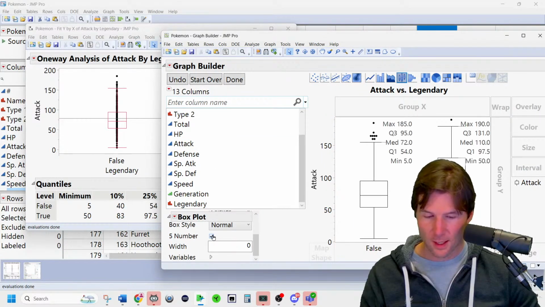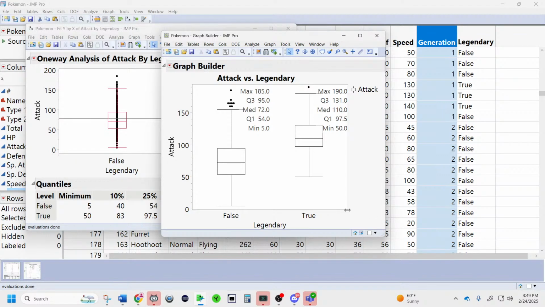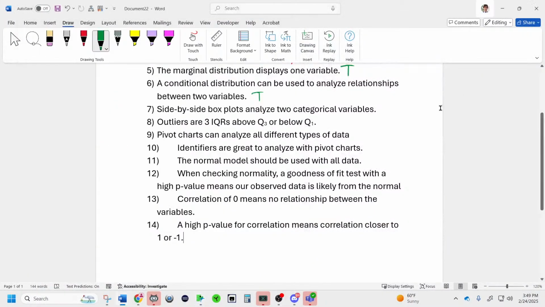So knowing how to analyze and look at data is very important. And there's the side-by-side box plots. We want to make sure you can make data from this class and analyze and explain concepts with data. That's what we do. And so outliers are 3 IQRs above Q3 or below Q1.